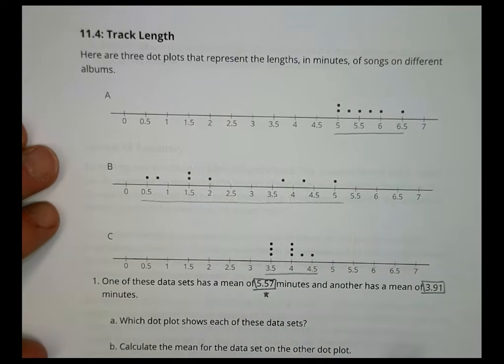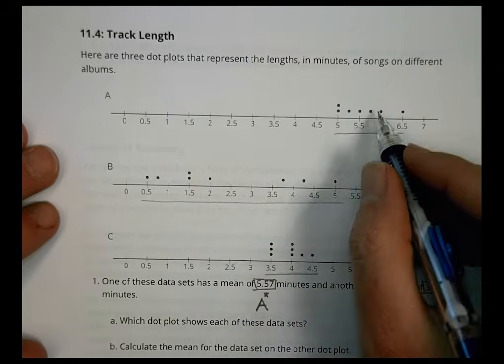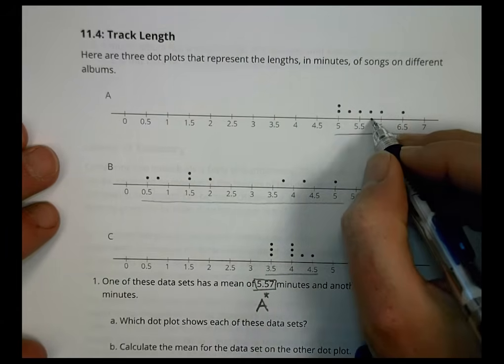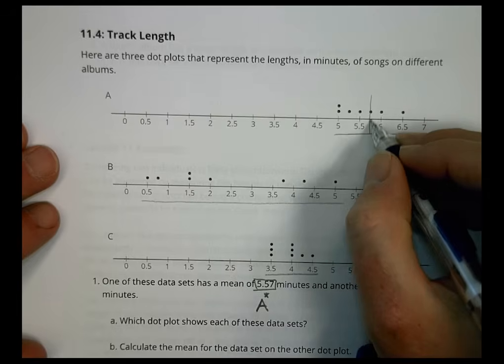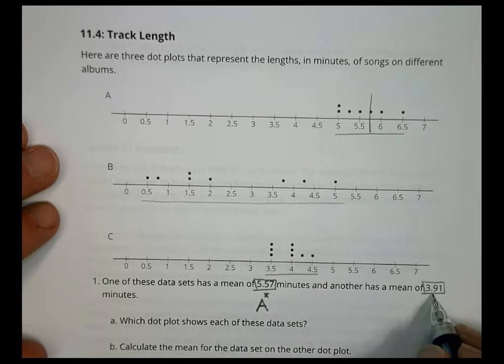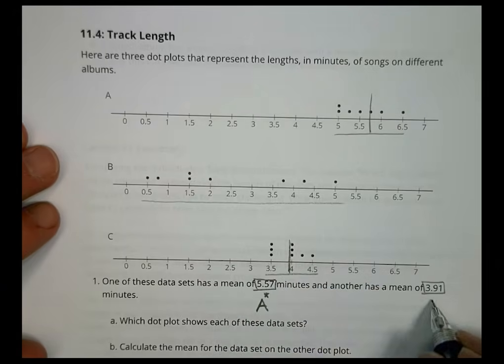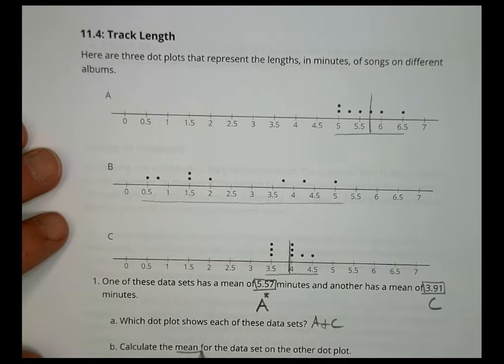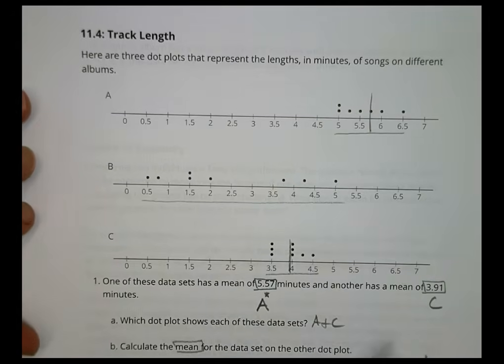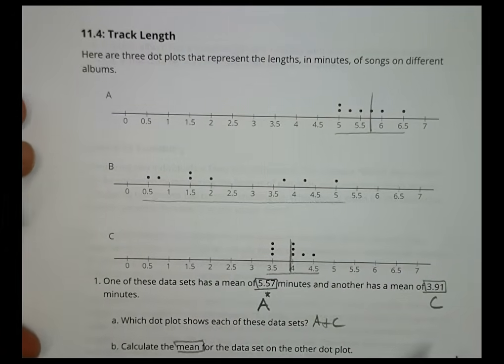So based on what I see here, this one seems to match A with probably an average of about 5.7, right? Somewhere about here is about average. Looks about right. And the 3.91 looks like it'd go right about here, for choice C. So I would say this is showing plots A and C. So what's the mean for plot B? Well, for plot B, we need to add up those points, okay?